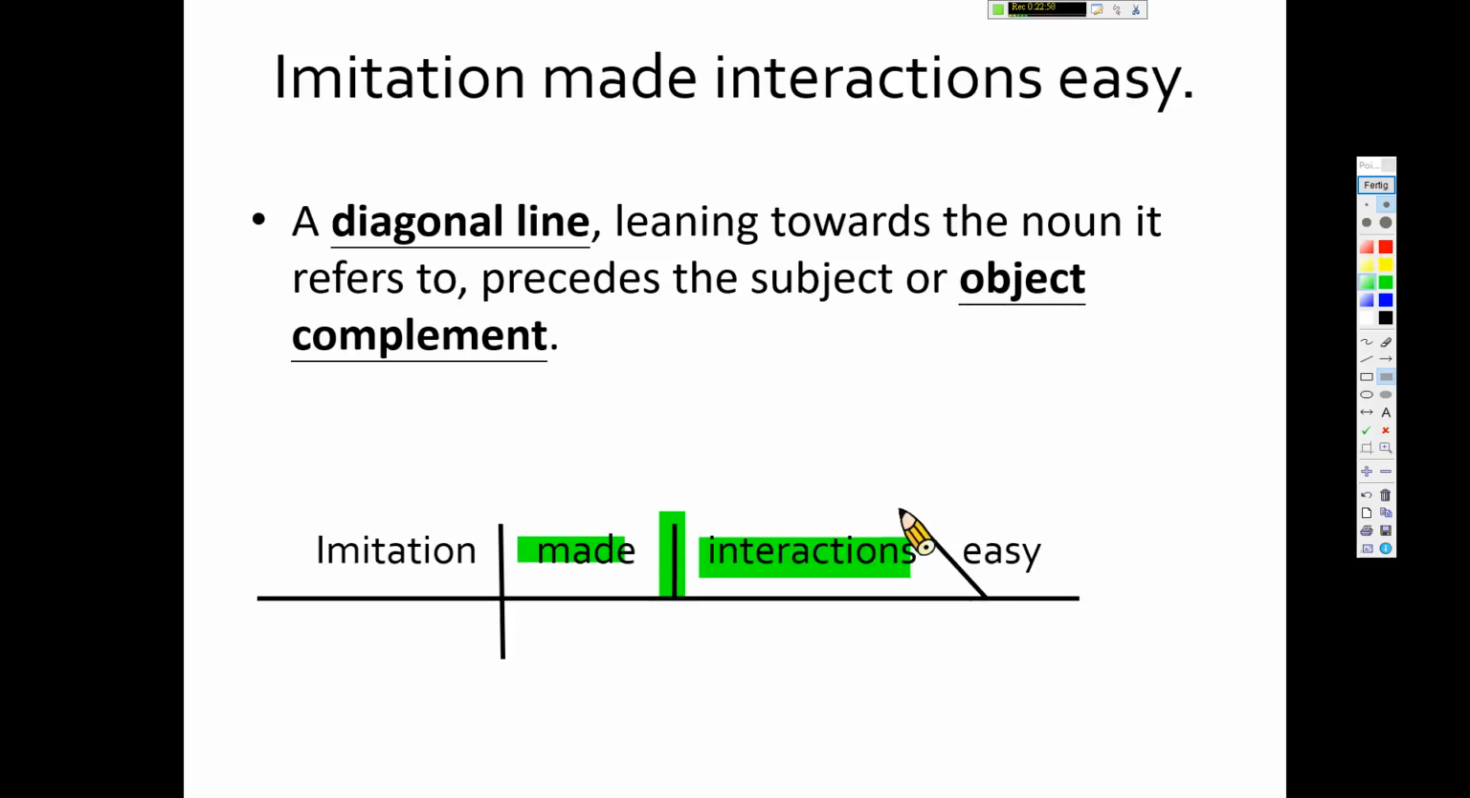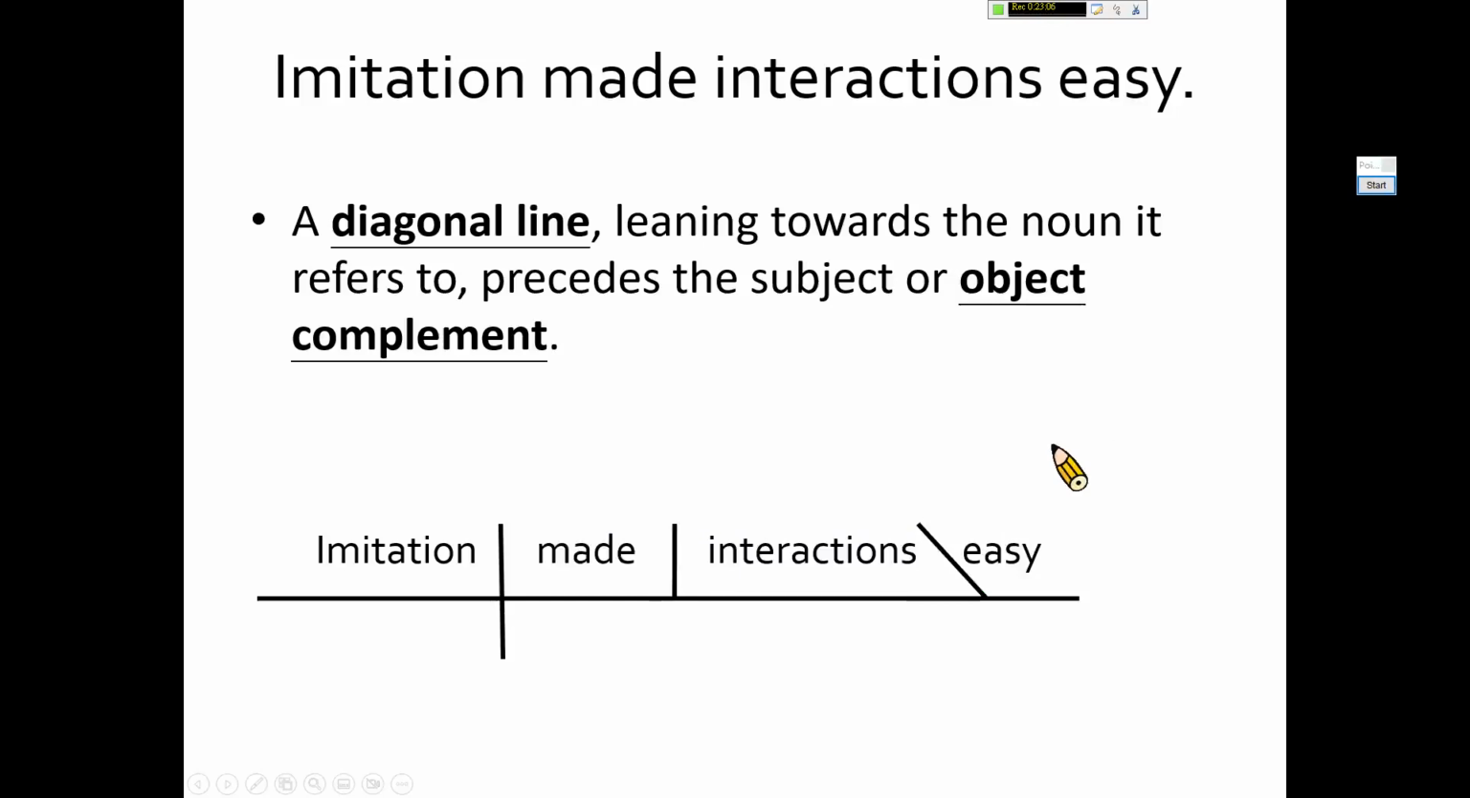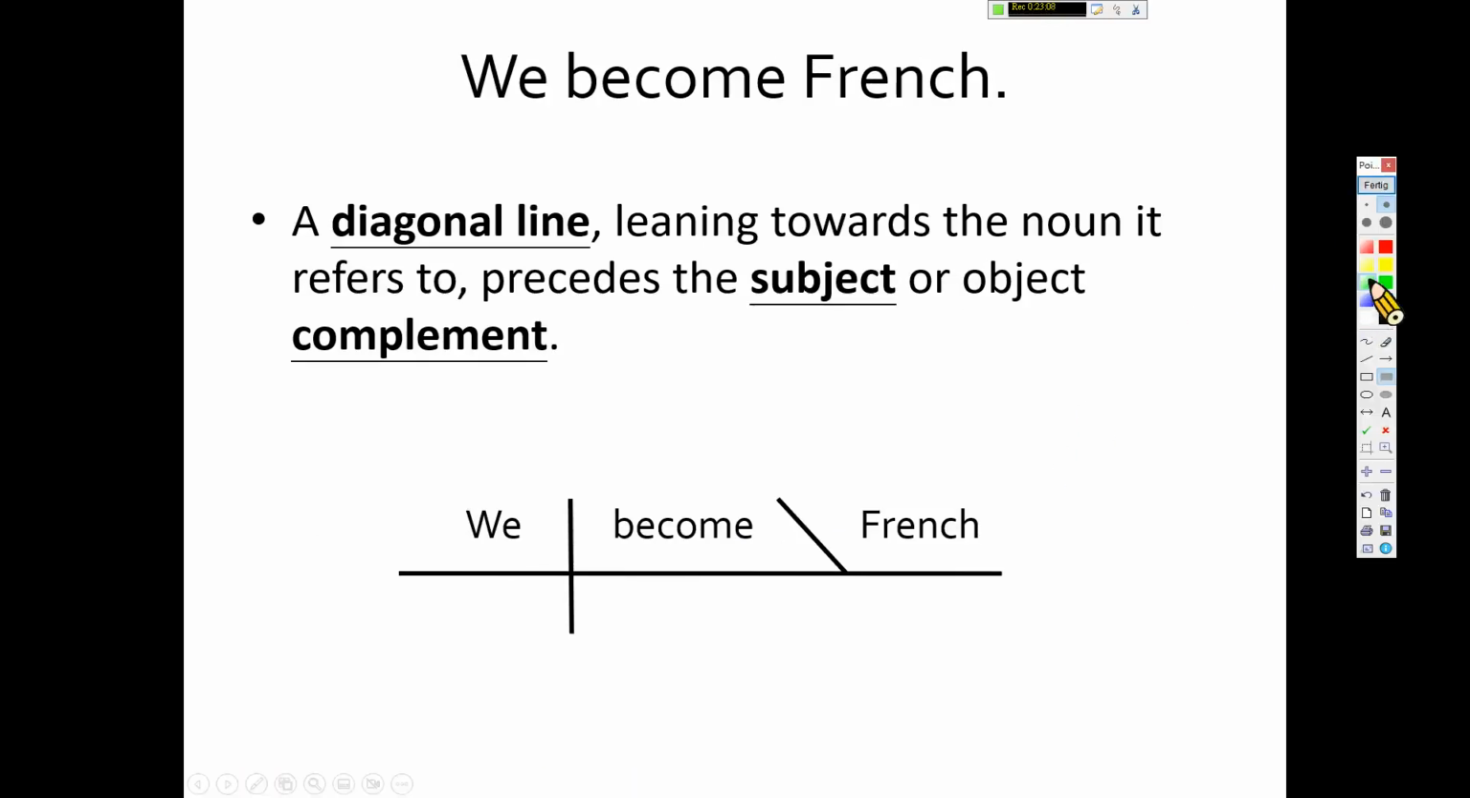Again, we have a diagonal line. The diagonal line is used to divide object and object complement, or verb and the subject complement. Okay, so this is the diagonal line.